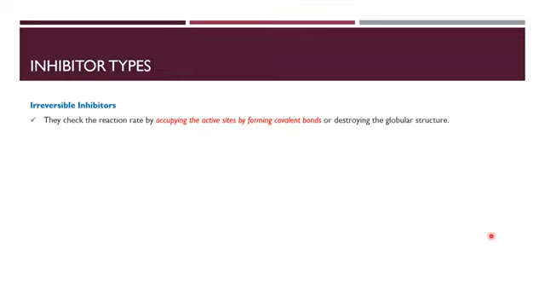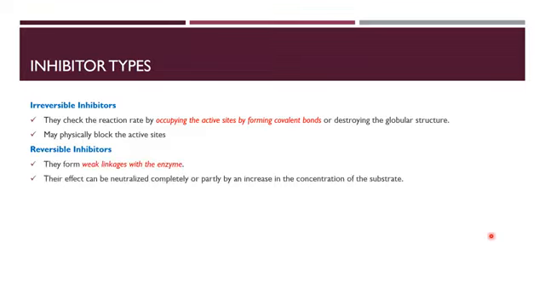Irreversible inhibitors are those that make covalent bonds with the active site, and they destroy the active site or block it permanently. Reversible inhibitors are those that make weak linkages with the enzyme, and their effect can be neutralized if you increase the concentration of substrate. Okay. And then there are two major types of reversible inhibitors, the competitive and non-competitive.